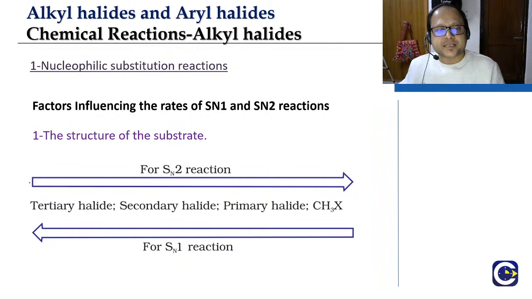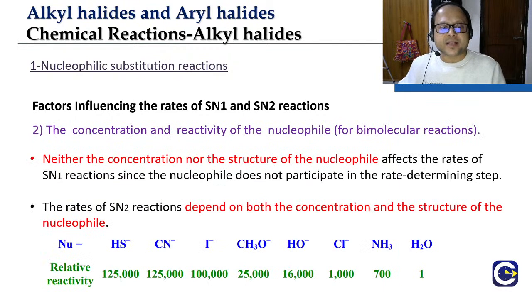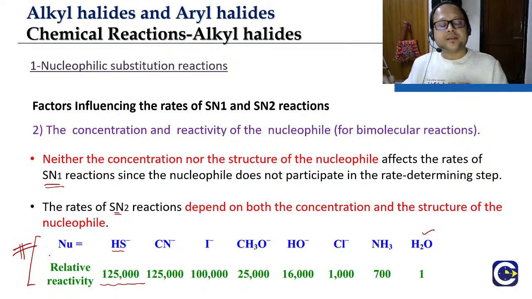As we discussed, for structure, you can see that tertiary is preferred by SN1 and primary is preferred by SN2. So it is the structure, right? Now, concentration: you can see that SN1 is independent. It does not depend on the nature of the nucleophile at all. But in case of SN2, you can see that if water's value is 1 unit, for HS minus it rises by 1,25,000 times. So different nucleophile, different rate of reaction for SN2. This is a very important point when you have to compare which one is a better nucleophile to attack and undergo a particular reaction. These things will definitely help you in deciding that, right? Okay.